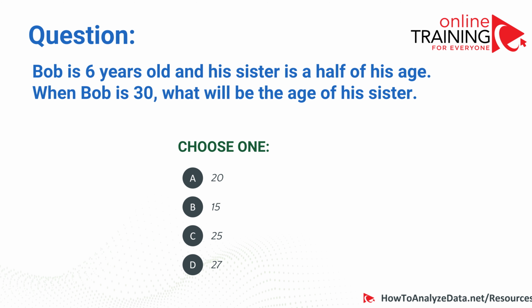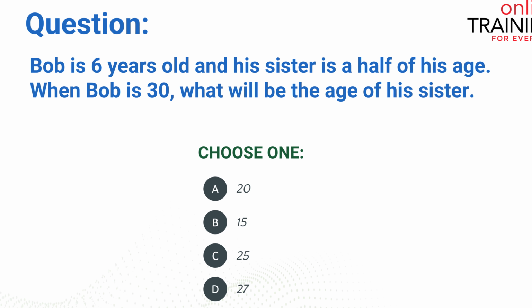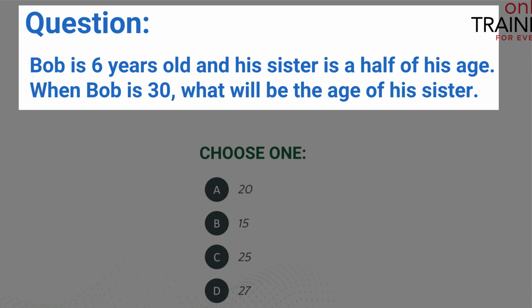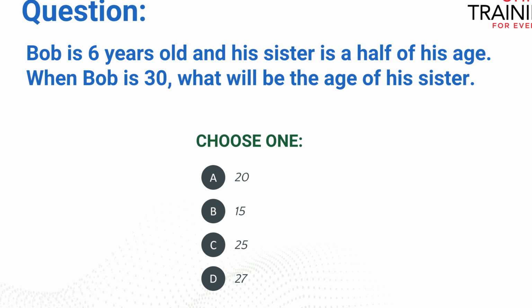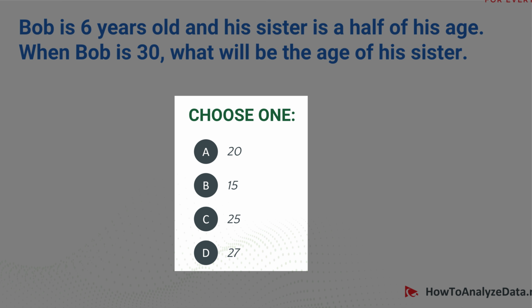Here's another tricky question which can confuse you easily during the test. Bob is 6 years old, and his sister is half of his age. When Bob is 30, what would be the age of his sister? And there are 4 choices: 20, 15, 25, and 27. Which one do you think is right?